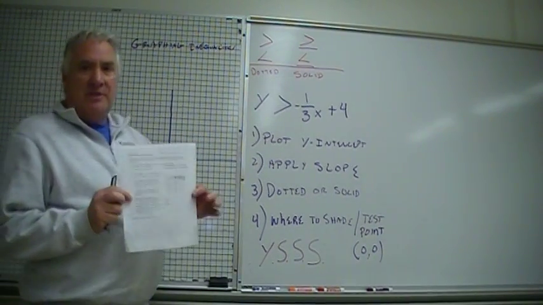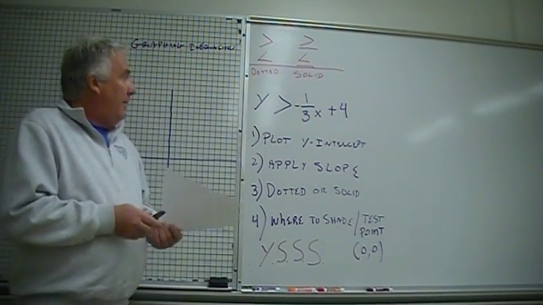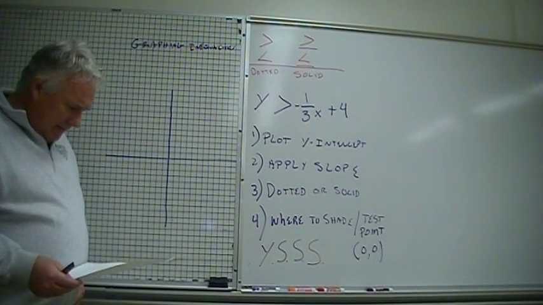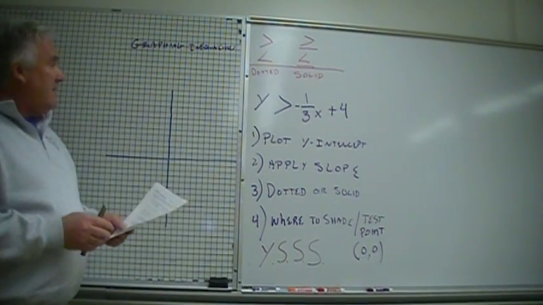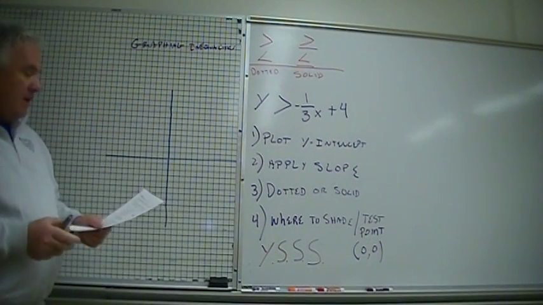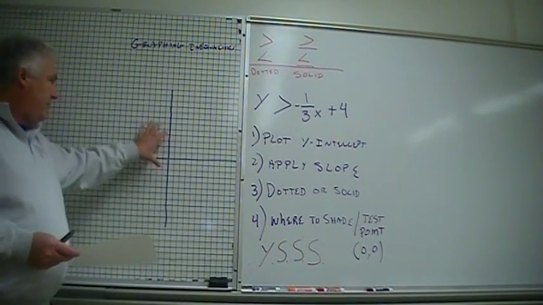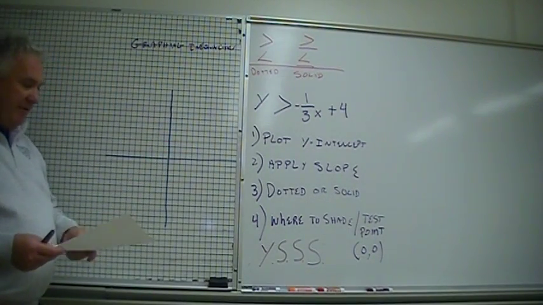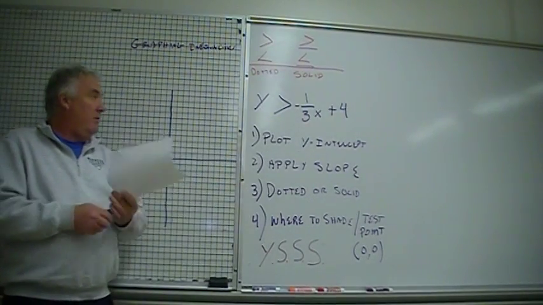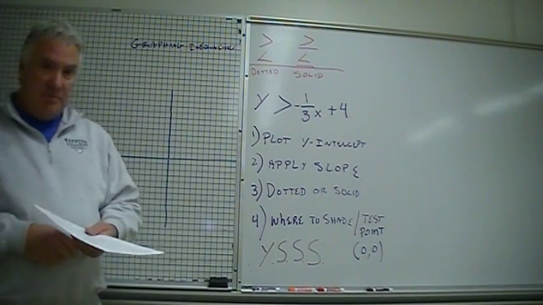Alright, graphing linear inequalities. You have the paper we started the other day. This is going to be on the classroom to give you any background in case you need it. It's got the steps on here, but I want to take you through the steps in case you're unsure how to go from the directions and the sequence to the graphing. So the inequality we're going to graph is y is greater than negative 1/3 x plus 4.